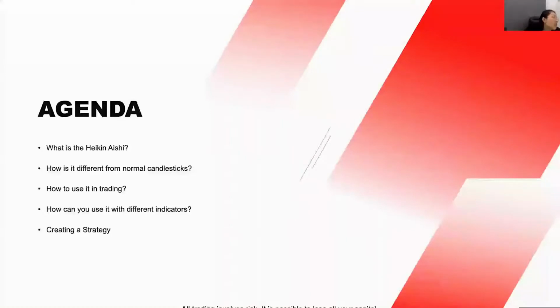So our agenda today will be to understand what the Heiken Aishi is. I really don't know if I'm pronouncing it right because it is a Japanese word. The best bet I have is that it's called Heiken Aishi. I know how to use it, just don't know if I'm pronouncing the name right. How is it different from the normal candlesticks? How to use it in trading, how can we use this with different indicators, and finally we will be crafting a strategy using the Heiken Aishi.